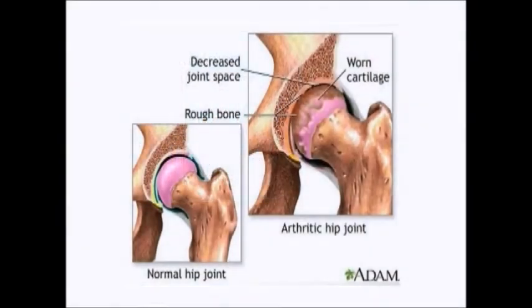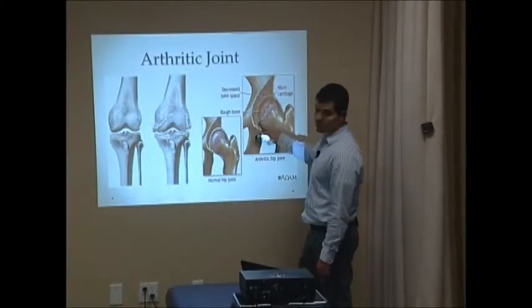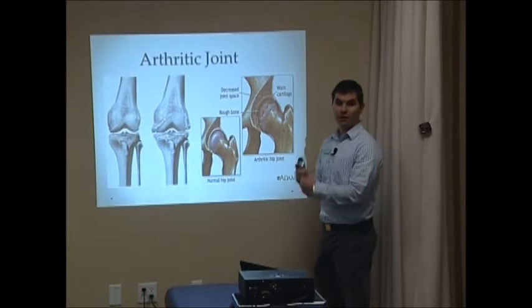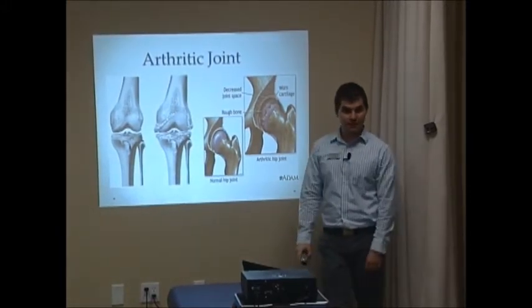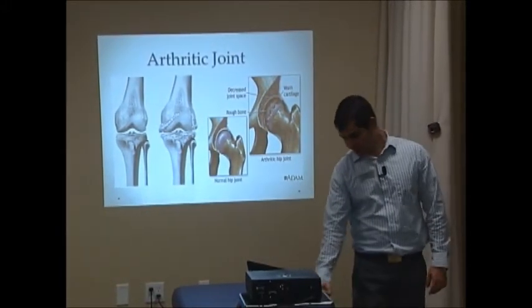Same thing we see at the hip, right? This is like a nice hip joint, where we have the space, and this is the opposite of that, right? We wear out our cartilage. Now the bone, which used to be smooth, is becoming rough, right? And that is not just going to roll and glide as well as we want it to.